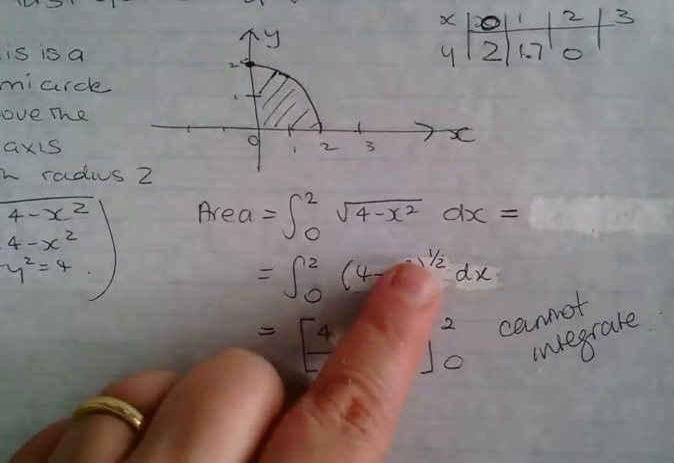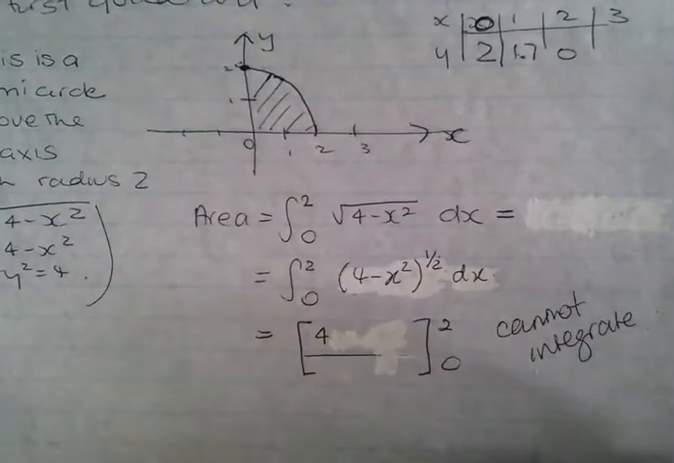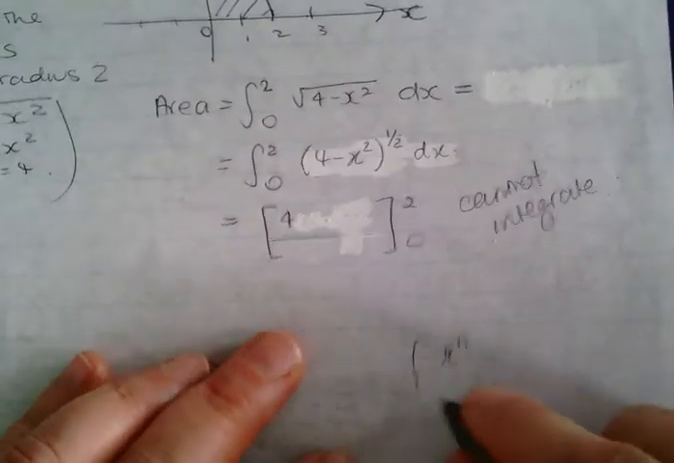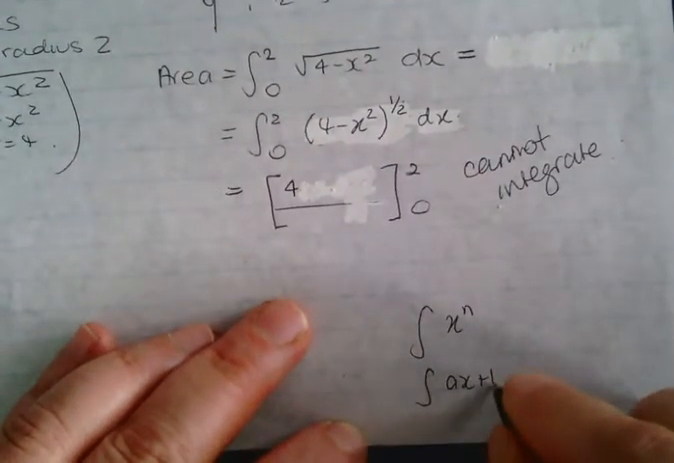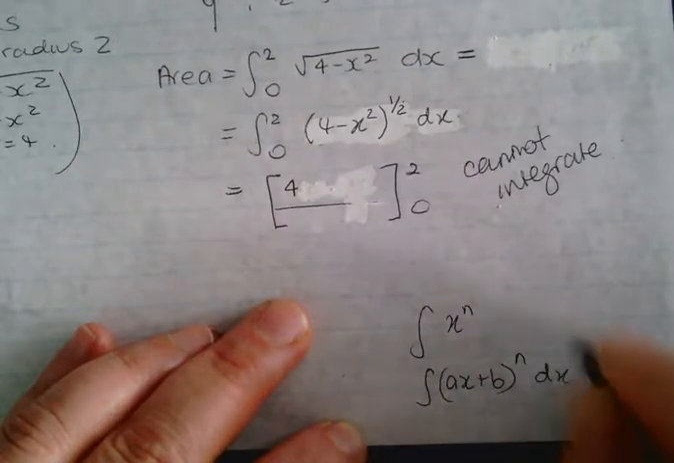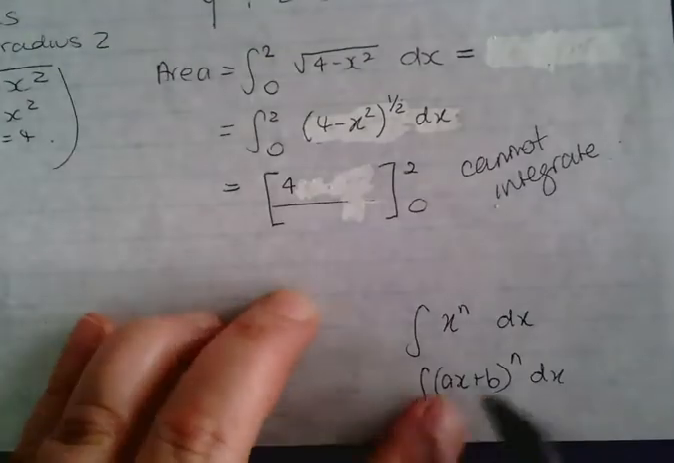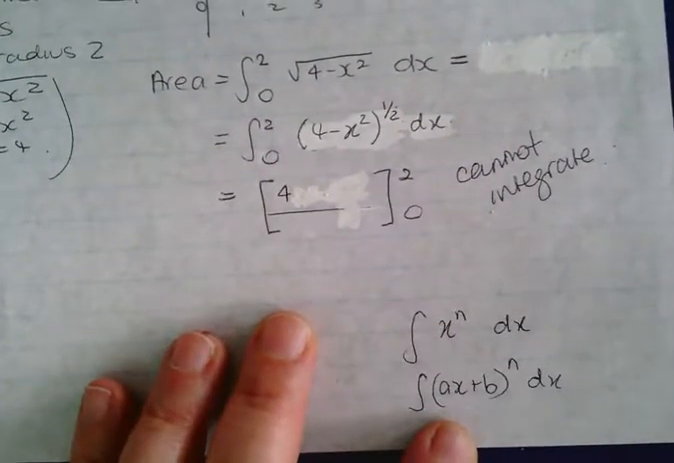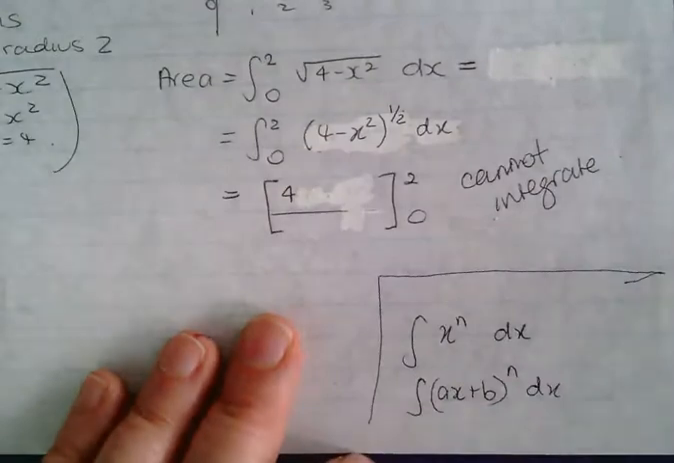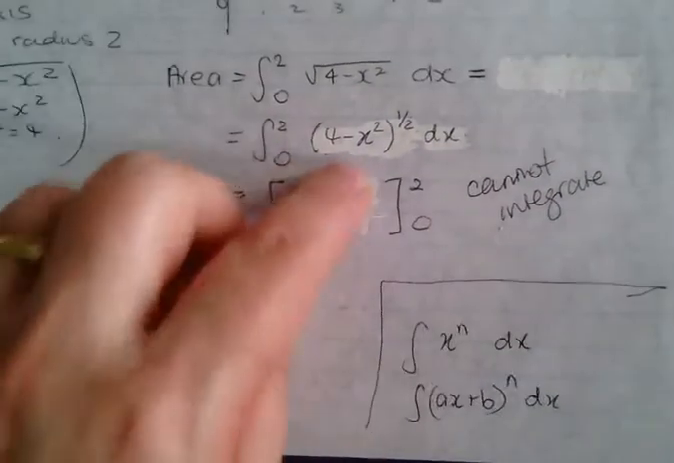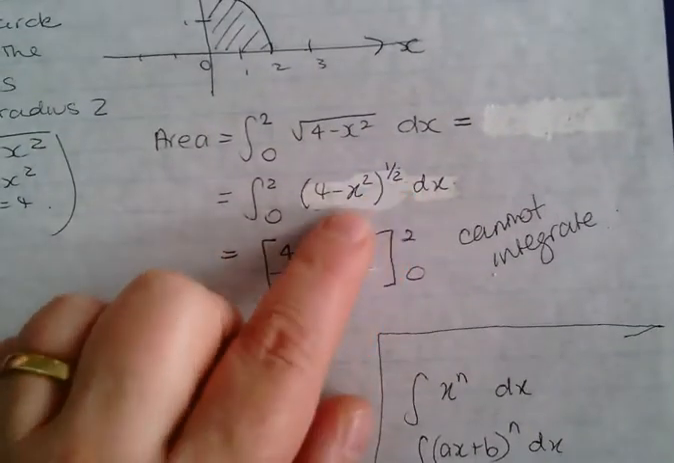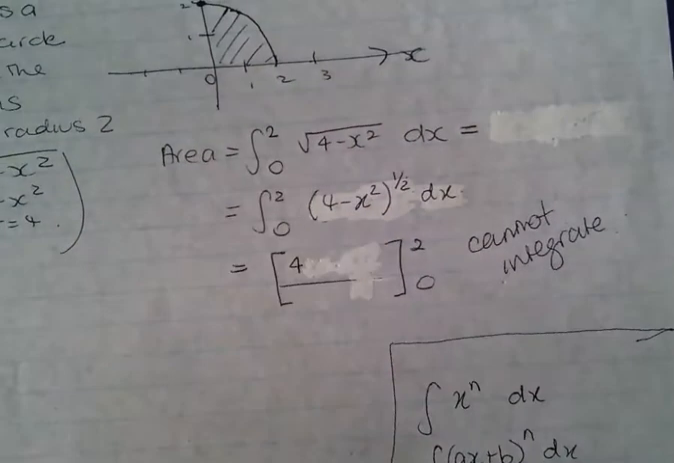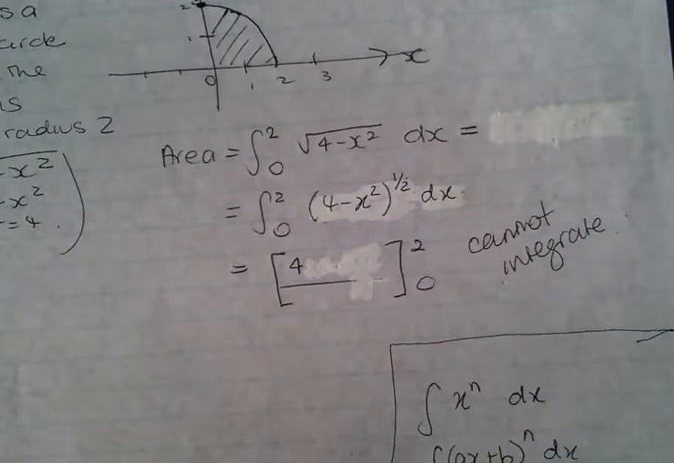Because of the x squared. You only know how to integrate of the type x to the n or ax plus b to the power of n. That's all we know how to integrate. Not ax squared plus b to the power of n. All right, so with integrals, we only know how to do those types. The problem with this, the half is fine, but the problem is the x squared. You cannot integrate this, so I can't integrate it. I don't know any rules to integrate that.